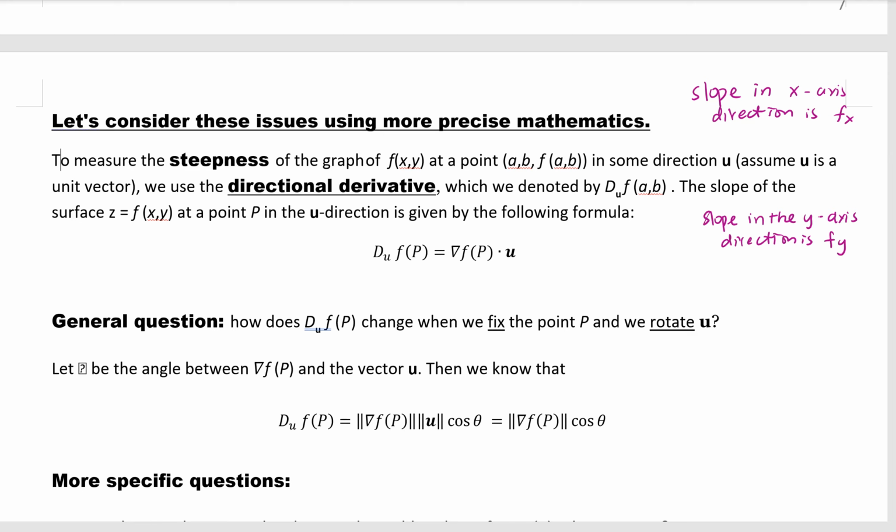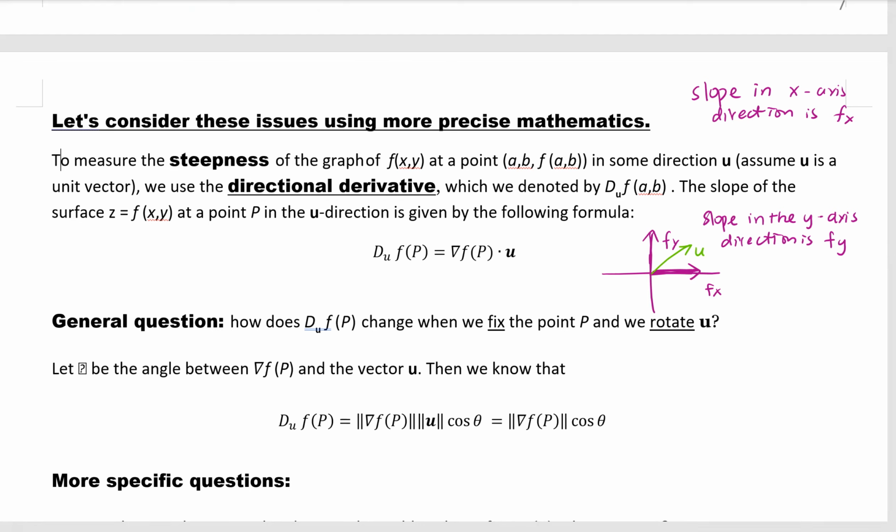Okay, what happened? If we draw the picture, this direction has slope Fx, and this direction has slope Fy. What happens if I want to get the slope in just any direction u? Let's say this is u. Then what is the slope?